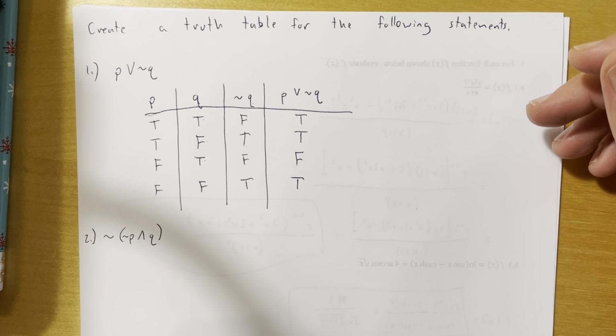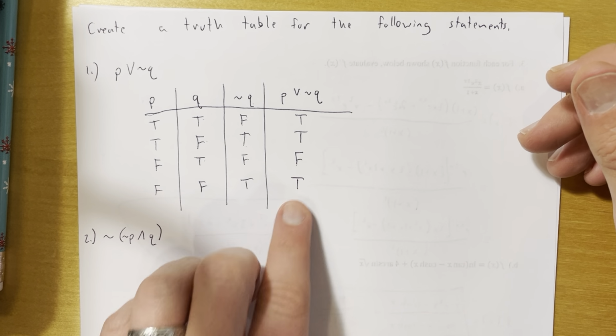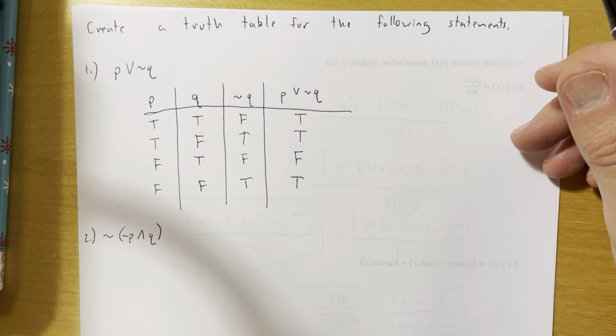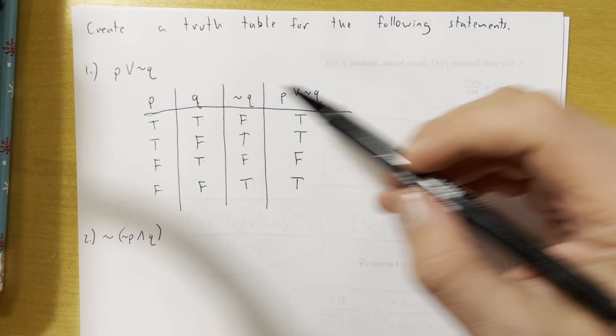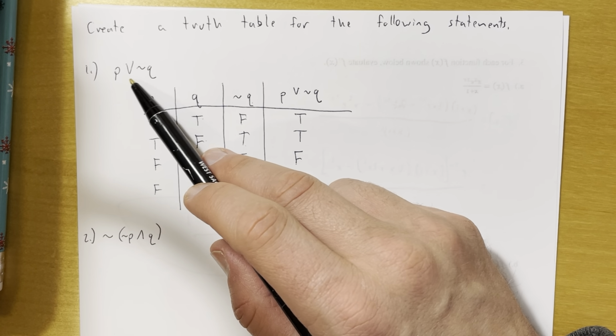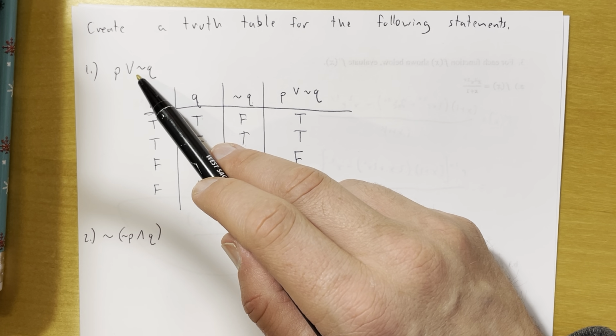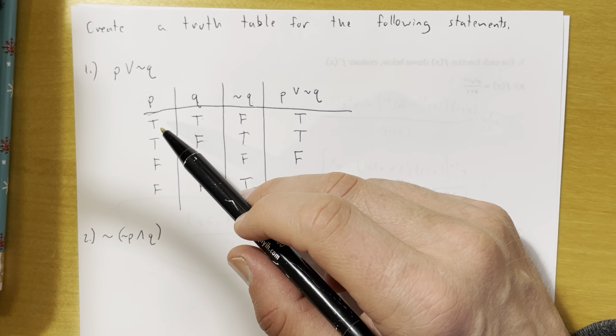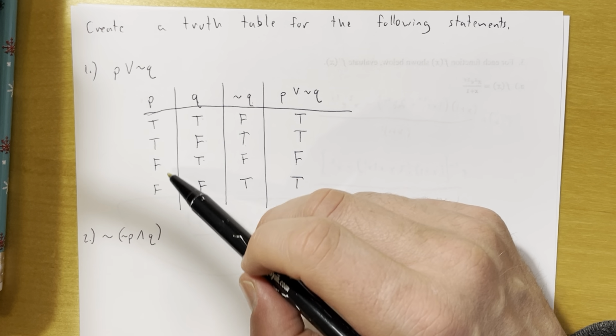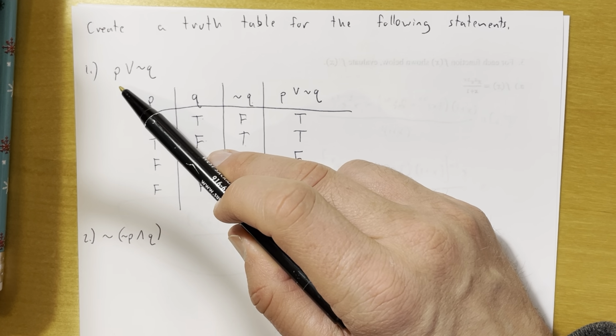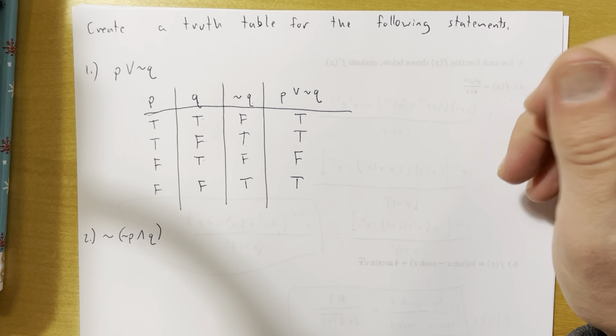Okay. So this completes the truth table. And again, the point of a truth table is to determine all possible truth values of this compound statement, determined by all possible combinations of truth values for the simple statements P and Q.